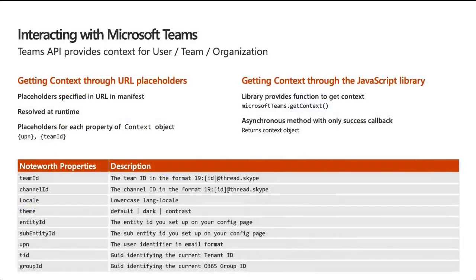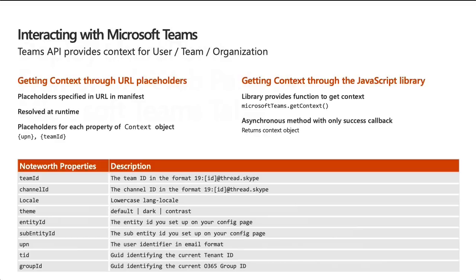Now, how do you interact with Microsoft Teams from a tab? Well, the Teams API, it's a JavaScript-based API, is going to provide context for a user or a team or an organization. You can get context through URL placeholders, which are placeholders that are specified in the URL within the manifest. And those are going to be resolved at runtime. The placeholders for each of the properties of the context object are also going to be available to us. So you can see we have a bunch of noteworthy properties down at the bottom that we can access here, like a team ID, a channel ID, the locale, entity ID, etc.